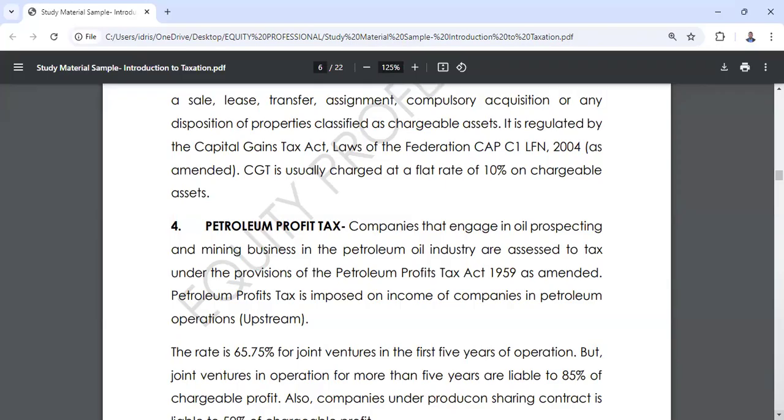Upstream means company that engage in mining and extraction of crude oil. Downstream means company that engage in marketing and distribution of refinery products. All those filling stations, they are downstream. Downstream companies pay company income tax, while upstream pay petroleum profit tax. Petroleum profit tax is now called hydrocarbon tax. It's no more called petroleum profit tax. According to the Petroleum Industry Act, it's now called hydrocarbon tax.